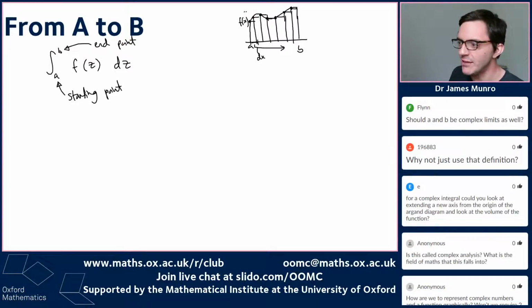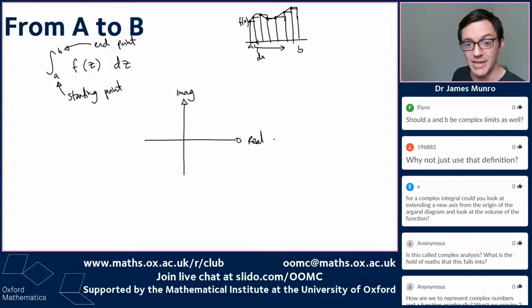If I take these values and I add up little contributions dx times the value of the function, that's a good kind of mental image, because then I can do something similar over here. Okay, bear with me. A and B, like Flynn says, are going to be complex limits, so they're going to be points. Let's see if this is the Argand diagram from the real parts and the imaginary parts of my input.